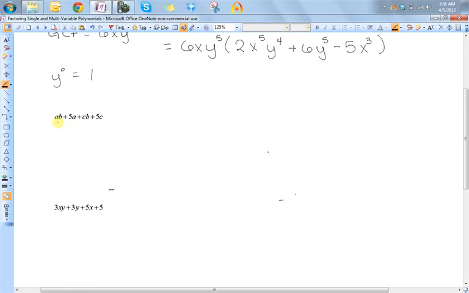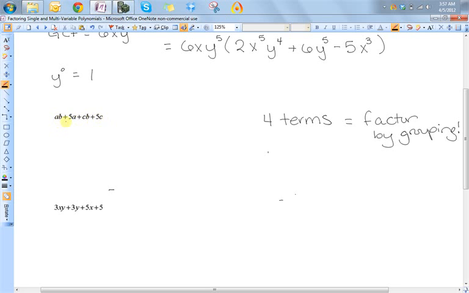Whenever you see a polynomial with 4 terms in it, you should always immediately try factoring by grouping. So, 4 terms. Now, that doesn't mean that everything with 4 terms is factorable by grouping, but it's definitely something you should look into. Now, you should always check first for a greatest common factor.